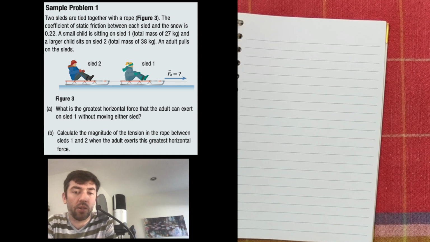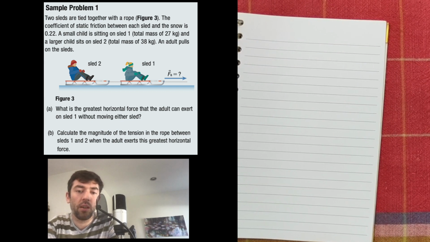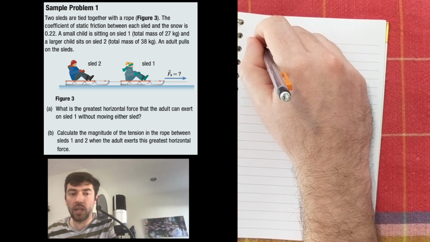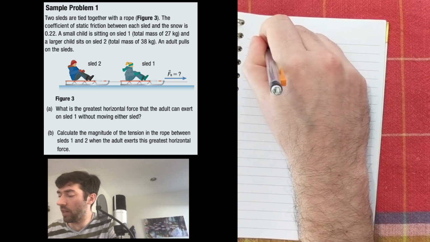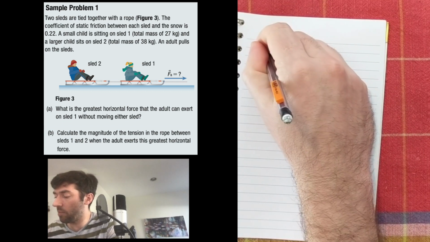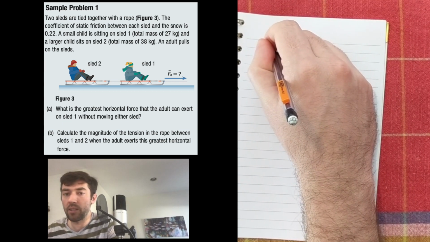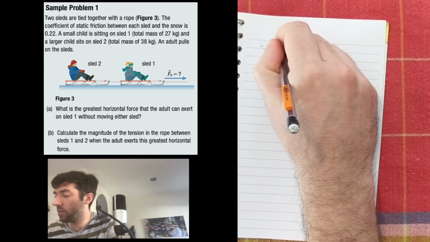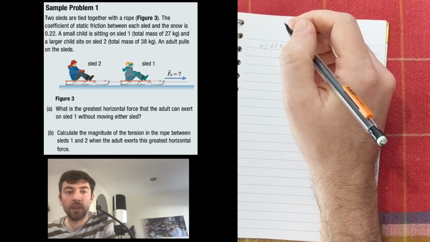Okay, so when we look at these types of questions, just like we did last week, when you're considering the applied force, which is sort of moving the whole system along, you have to consider the whole system. And so the first thing I'm going to do is add the masses. So the mass, let's call it MT for mass total, is 65 kilograms.